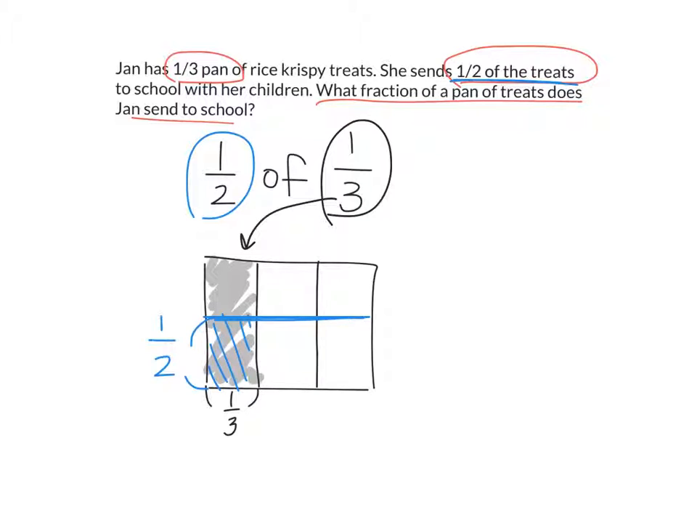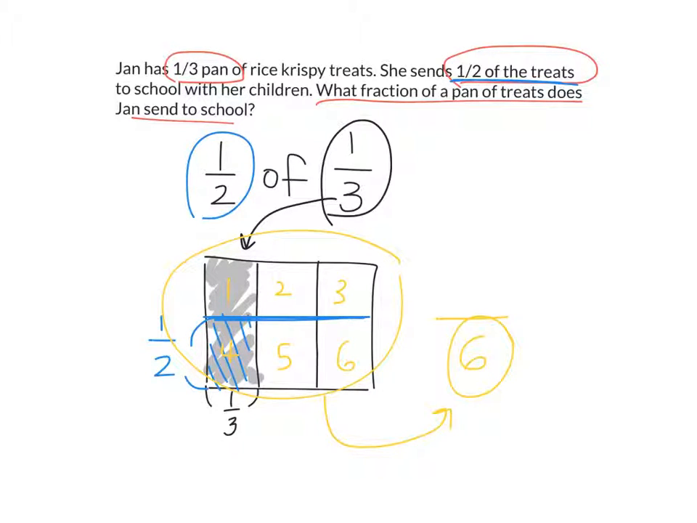Now, all together, how many pieces are there? 1, 2, 3, 4, 5, 6. So that means all together, I have 6 pieces. I've split now, remember, our denominators always are the type of units. Have I split this pan into sixths? So that's why my denominator is 6.